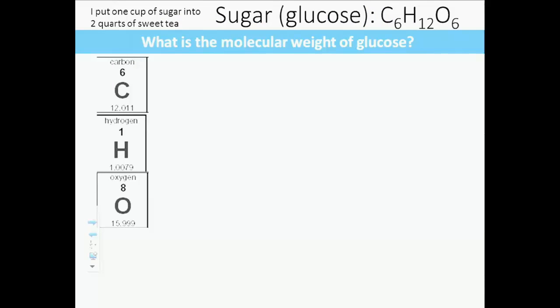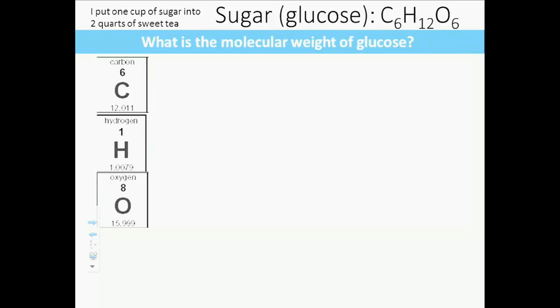We've got sugar. And I like to put 1 cup of sugar into 2 quarts of sweet tea. So for every 2 quarts of sweet tea I make, I normally put 1 cup of sugar into it. So in answering the question then, we want to figure out what the molarity of my sugar is. Because the sweeter it is, the higher the molarity, the lower the molarity, the less sweet it is. So if we wanted to figure out what the molarity of sugar is based on the way I make it, I would follow through a bunch of calculations. So to begin with, we have to start by asking the question, what is the molecular weight of glucose?